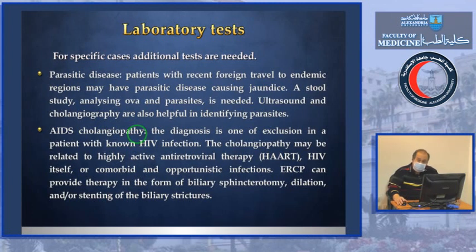We have some parasitic diseases that lead to jaundice and cholestasis. For example, the fasciola worm, because the fasciola worm lives in the common bile duct, leading to its obstruction. So if you think of that, you should ask for the fasciola antibody. Another cause of cholestasis and jaundice is AIDS. AIDS leads to cholangiopathy, okay? So you should test for HIV.